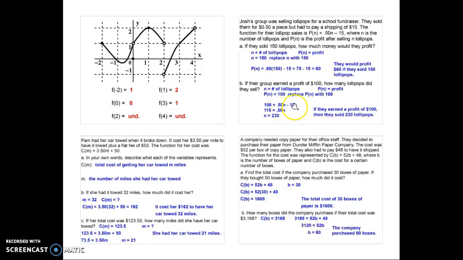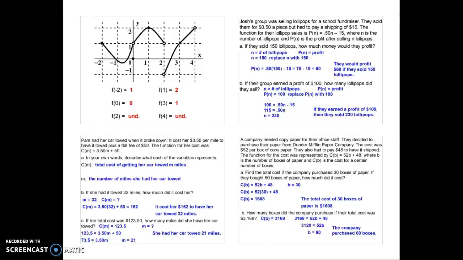So I need to first start by adding 15 to the other side. So that gives me 115 equals 50 cents times N. Now I need to solve for N, so I divide both sides by 0.5. Okay, when you do that, you get N equals 230. So again, you need to write that out in sentence form. If they earned a profit of $100, then they sold 230 lollipops.